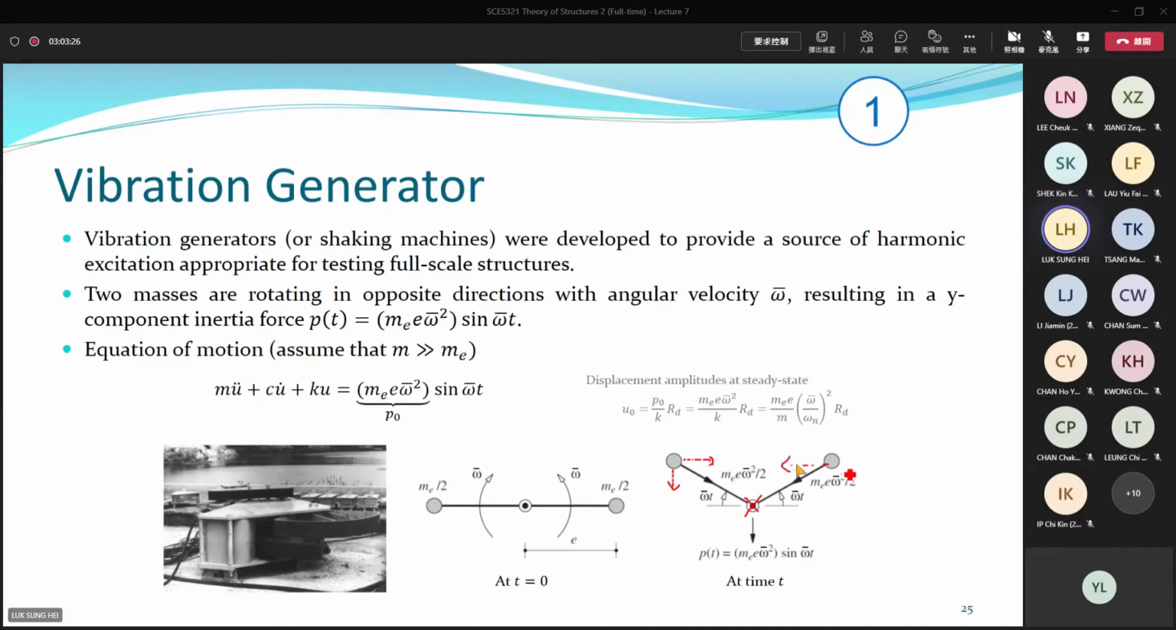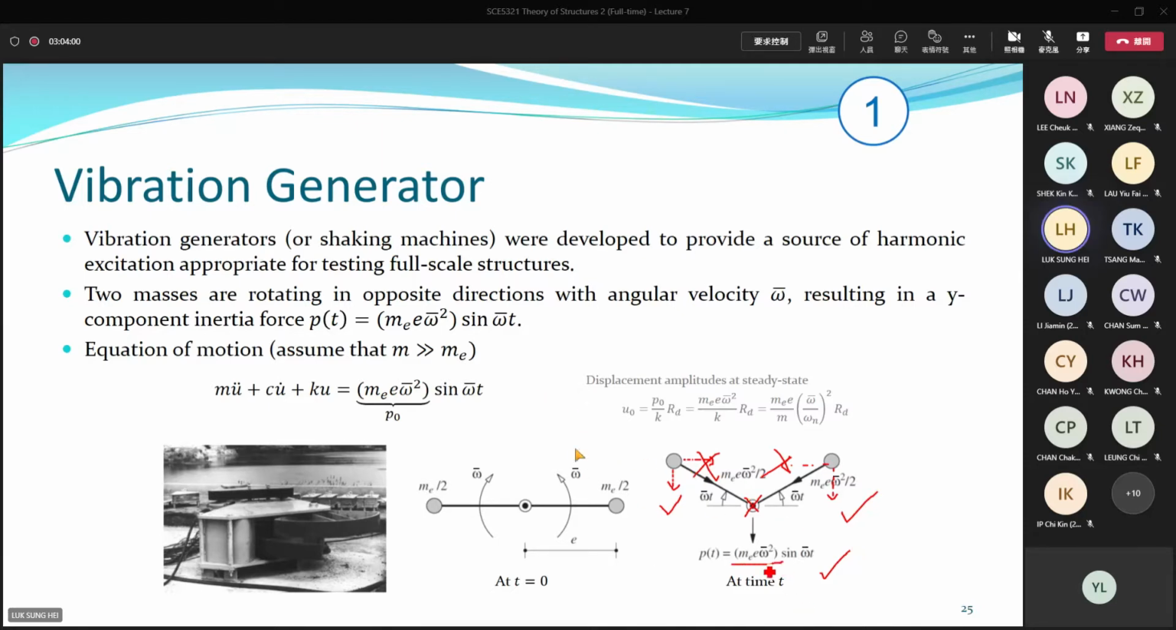Similarly, for the mass on the right, you can find the vertical and horizontal components. When you look at this picture, you can see that the horizontal components cancel each other out. Only the vertical component remains. The vertical components follow something like a sine function. So this is one way to generate a sinusoidal force.